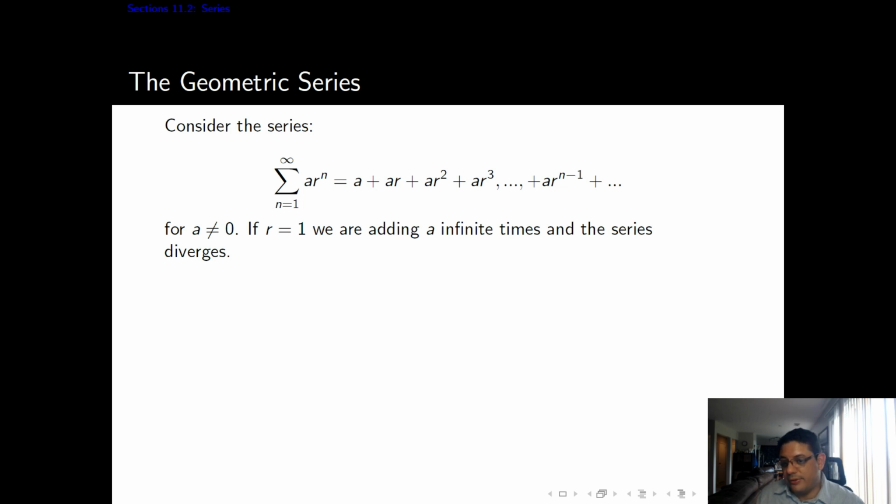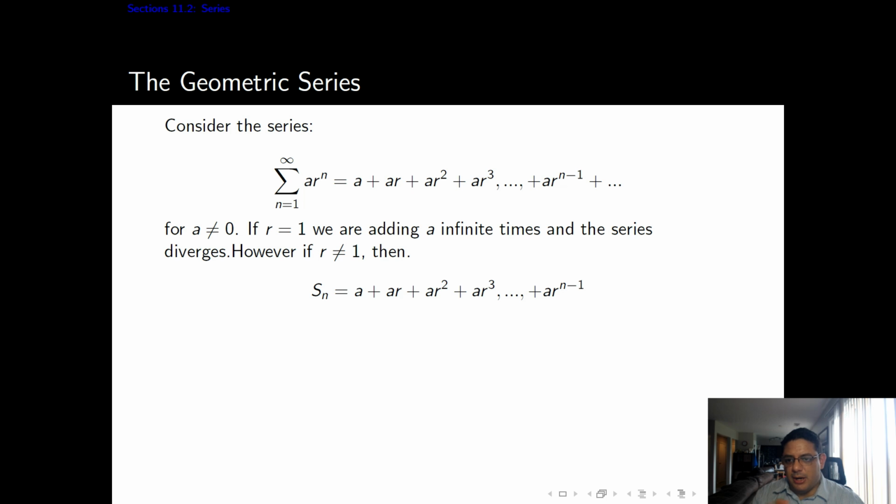We're assuming, of course, that a here is different from 0. And we're going to assume that r is different from 1, because if r is just 1, we're just adding a infinitely many times, and the series is going to be divergent. However, if r is different from 1, then we can just see the n-th sum as the sum of a up to a r^(n-1).